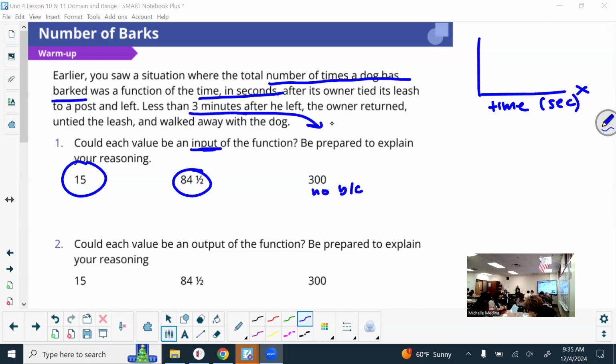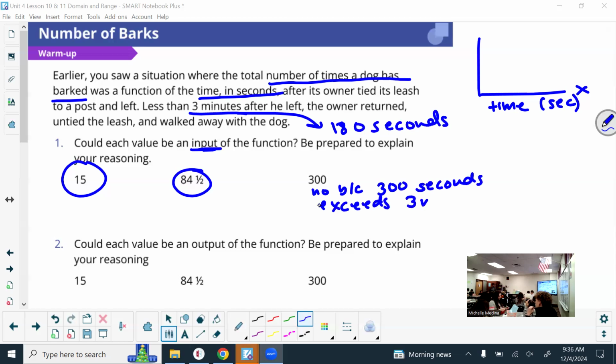180. So anything under 180, not including negatives, obviously, would be possible, even the decimals in between. But 300 is not, because that would exceed the time frame. Does that make sense? That's what you really should be asking yourself. So you could say, because 300 seconds exceeds 3 minutes, or 180 seconds.